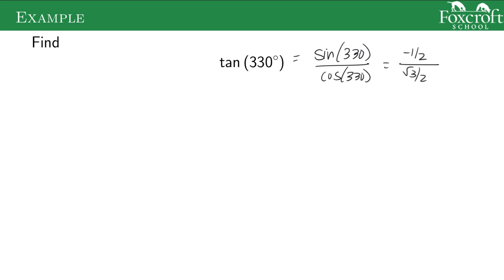All right, now I just need to know how to simplify this fraction. If you remember division, you can do keep change flip steps. So I'm going to keep the negative 1/2 the same. Division changes to multiplication, and the square root of 3 over 2 becomes, I flip it, 2 over the square root of 3. Okay. So the 2's are going to cancel, and I get negative 1 over the square root of 3.